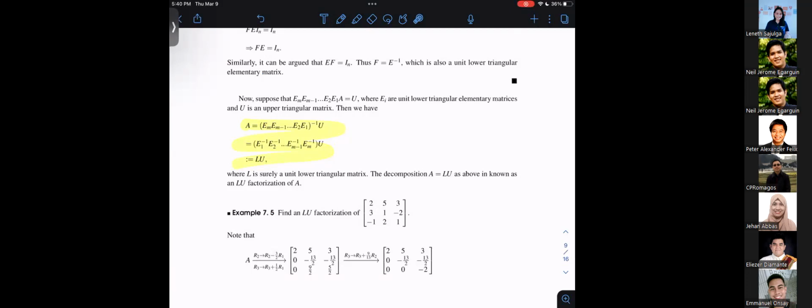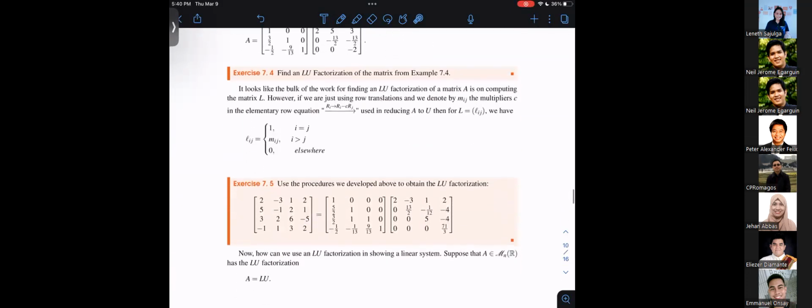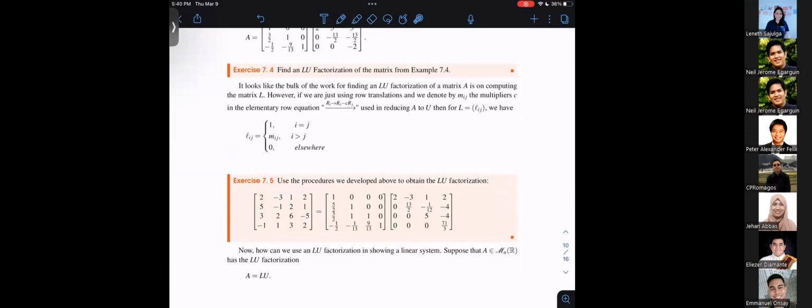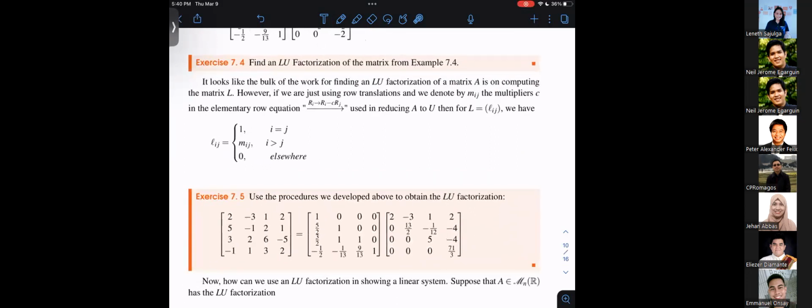But anyway, let's see. What is that shortcut I'm alluding to? Well, I think that's here. After exercise 7.4, I mentioned here that the bulk is really on computing the matrix L. Now, we can find the matrix L more easily by just taking note of the scaling factors we use for the row translators, right?